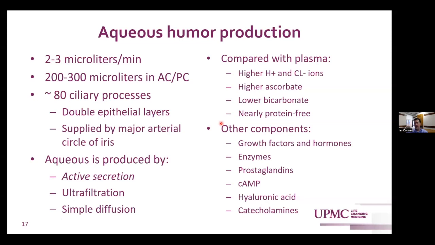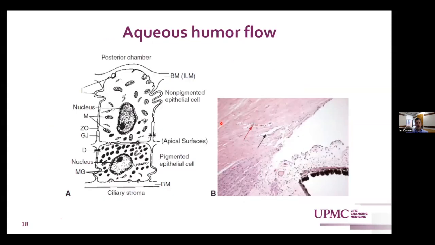Compared with the plasma, you have higher hydrogen and chloride ion concentration. There's more ascorbate, so ascorbic acid, lower bicarb, and it's nearly protein-free, although there is a little bit of albumin found in the aqueous. In patients with disruptions of the blood-aqueous barrier, this goes off the rails, and the concentration of the aqueous is more like the serum. So a lot more protein, clotting factors, and so on. Other components, lots of things: enzymes, growth factors, prostaglandin, and cyclic AMP, high hyaluronic acid, and catecholamines.